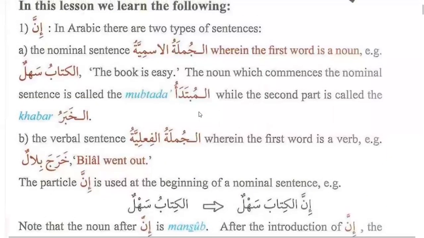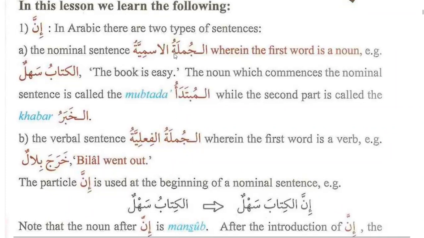You already know that sentences are divided into two categories. First category is called Al-Jumlatul Ismiyah, which in English is called nominal sentence. Then second type is called Al-Jumlatul Failiyah, which in English is called verbal sentence. In English we only have nominal sentences, we don't have verbal sentences. But in Arabic, we have both nominal and verbal sentences.